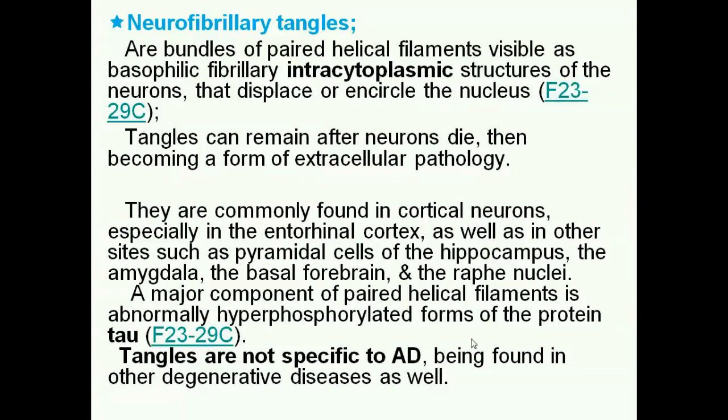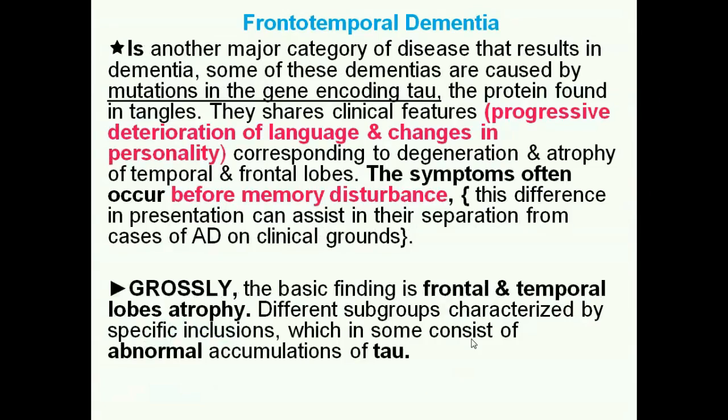Now, we should know also that neither the neuritic plaques nor the neurofibrillary tangles are specific for Alzheimer's disease. They can be found in other degenerative diseases as well, like we're going to see in just a moment in frontotemporal dementia, as well as in normal individuals. Now, let's see frontotemporal dementia. This is another category of dementias. It occurs in mutations in the gene encoding tau. So there's a mutation in this gene, so it's going to accumulate, causing those neurofibrillary tangles.